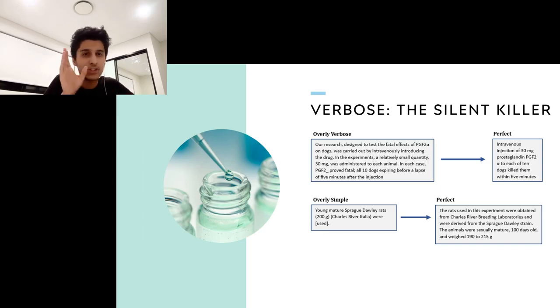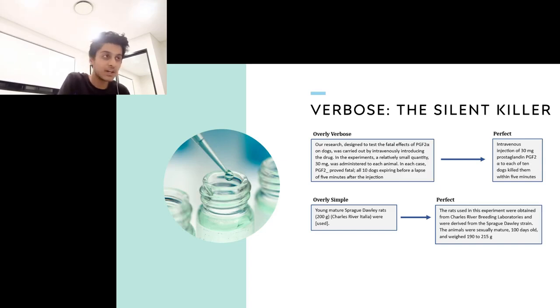But here's the thing. Don't make it too simple. Look at this example. Young, mature, Sprague Dawley rats, 200 grams, Charles River, Italia, were then used. Come on, what is this saying? What is Charles River, Italia? Is that guy the owner of the rats? What's going on? Do the rats weigh 200 grams? What exactly do you mean by young, mature? It's too compressed and there's not enough. We don't know what's really going on.